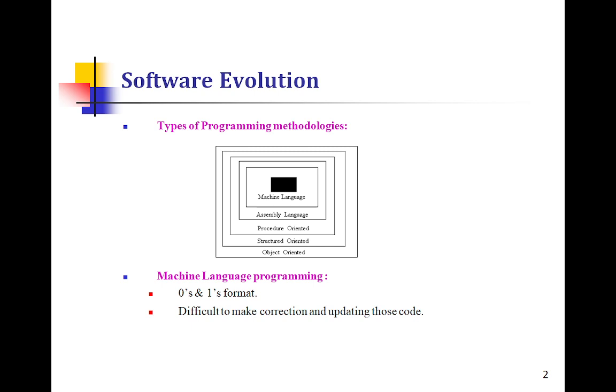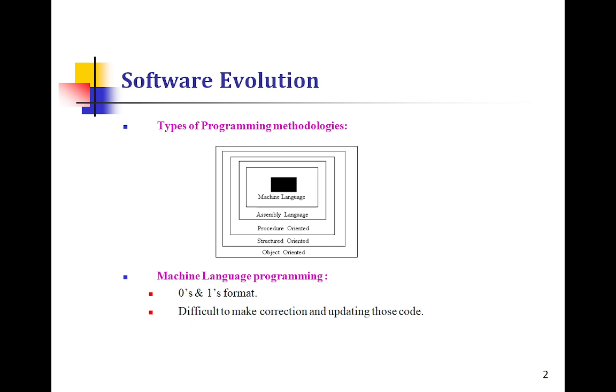C is a structured oriented language because it can have data members and it can have functions. There will be a fixed structure. By using that structure only, we can achieve reusability of code and everything.